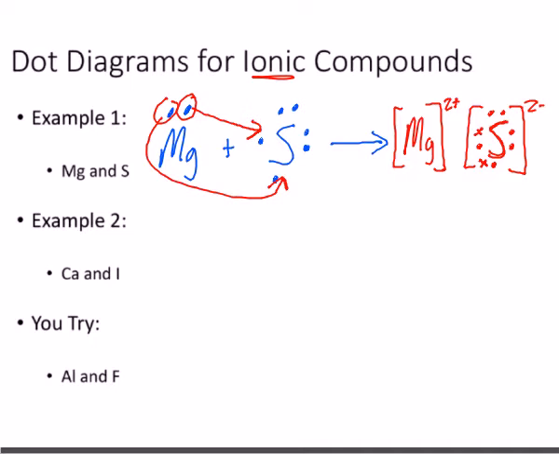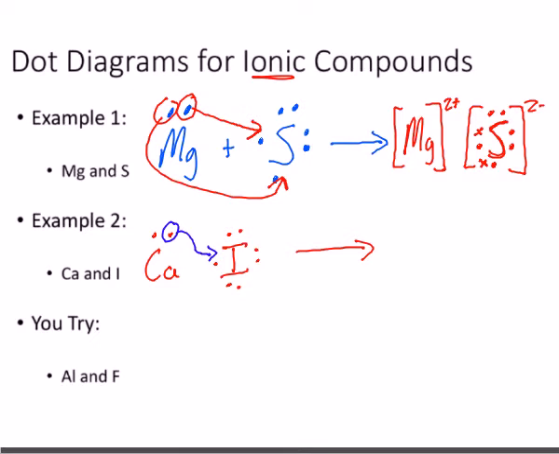So, example number 2, calcium and iodine. Calcium has how many valence electrons? 2. It's got 2. Iodine has how many? 7. Okay, so they're going to go together. Who's going to lose electrons? Calcium. Who's going to gain them? Iodine. How many is iodine going to gain? Oh, it's only going to gain 1. Okay, so iodine's happy with 8. Is calcium happy now, folks? Why not? Because how many does it still have? It still has 1.